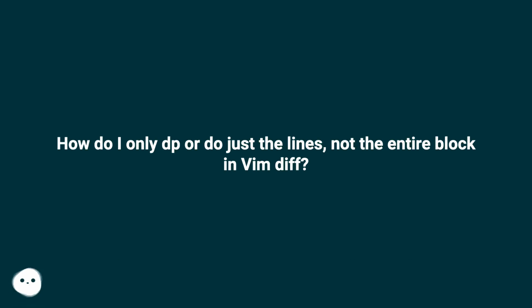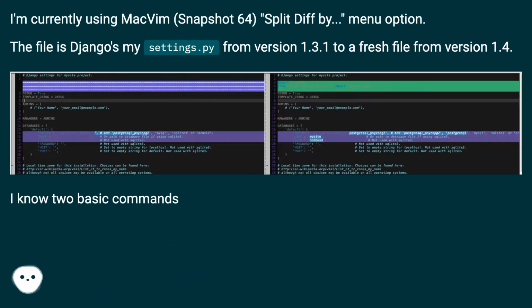How do I only dp or do just the lines, not the entire block in vimdiff? I'm currently using MacVim, snapshot 64, with the split difference by menu option. The file is Django's mysettings.py from version 1.3.1 compared to a fresh file from version 1.4.